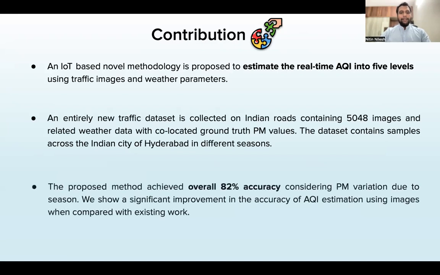Okay. And the methodology that we have proposed achieves overall 82% accuracy, considering the PM variation due to the season. So the PM values change from season to season, right? In winter, it is in general more compared to other seasons. So we saw a significant improvement in the accuracy of AQI estimation when we compared with the existing work. And then we will talk about it in detail.